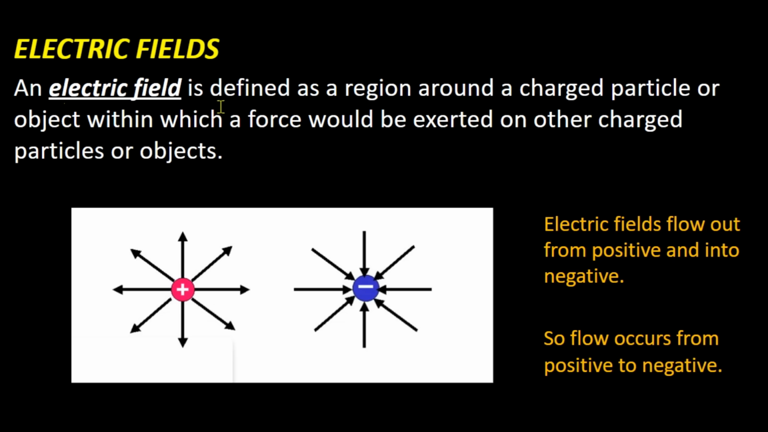An electric field is defined as the region around a charged particle or object within which a force would be exerted on other particles or objects. From the diagram you can see here, positive electric fields flow outward and negative ones flow inward. Now note that electric fields always flow from positive to negative.